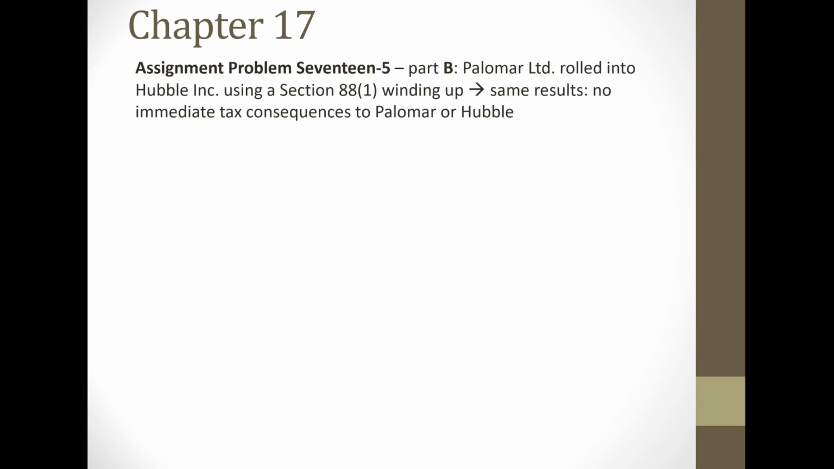Now moving on to the next slide, looking at part B of the question, the same situation, but now Palomar will be rolled into Hubble using a Section 88(1) winding up of a subsidiary that is 90% or greater owned. And so Hubble owns 100% of Palomar, so this could be accomplished using Section 88(1). Now, the same results will happen. There's going to be no immediate tax consequences to Palomar or Hubble. So once again, that's why Section 87 amalgamation and Section 88(1) winding up are very similar. There's going to be no immediate tax consequences.